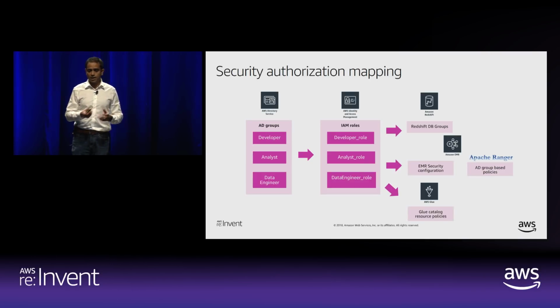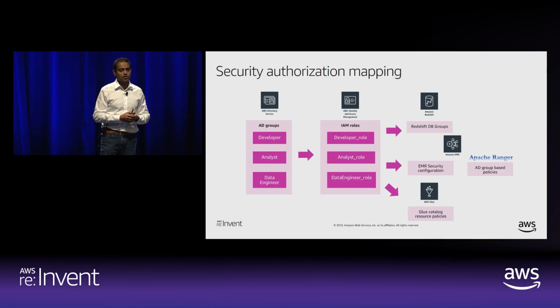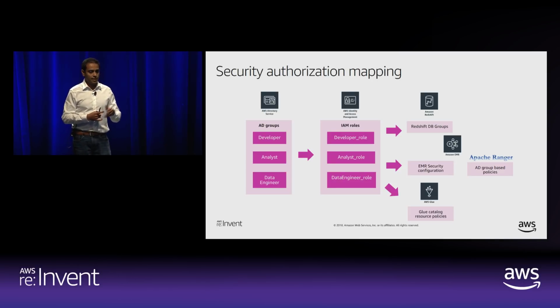Once that gets mapped out, those roles need to be pushed down to individual services in order to do the authorization. So an example here is that an IAM role called developer role needs to be mapped to a DB group. If you think about a standard relational database, things like grants control who has access to what. When you enable federation at the Redshift level, that role can be mapped to a DB group, and then you can control access at that level.